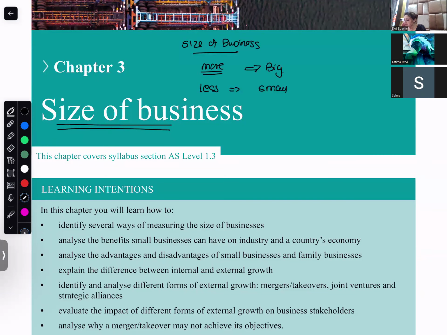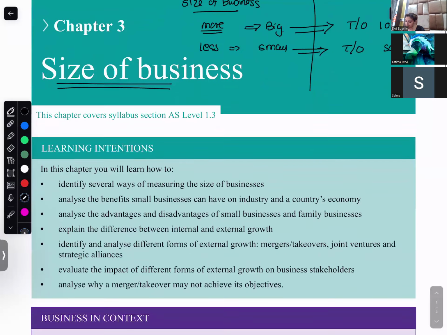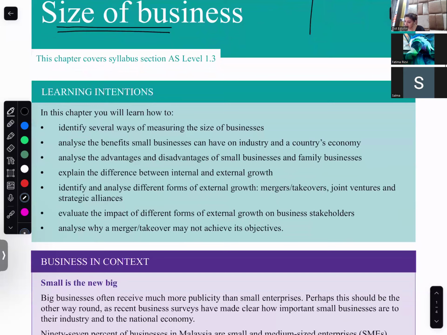I think, yeah. Okay, fine. There is a firm which has more employees, but their turnover is only 100,000. And there is a firm that has fewer employees, but their turnover is, say, 500,000. So, which business is bigger? The one with fewer employees.